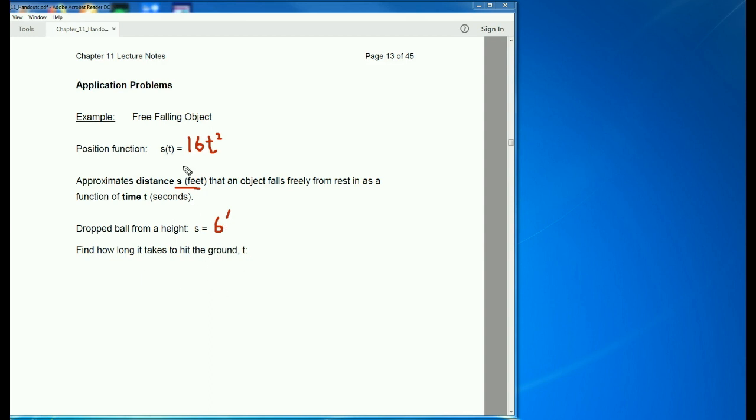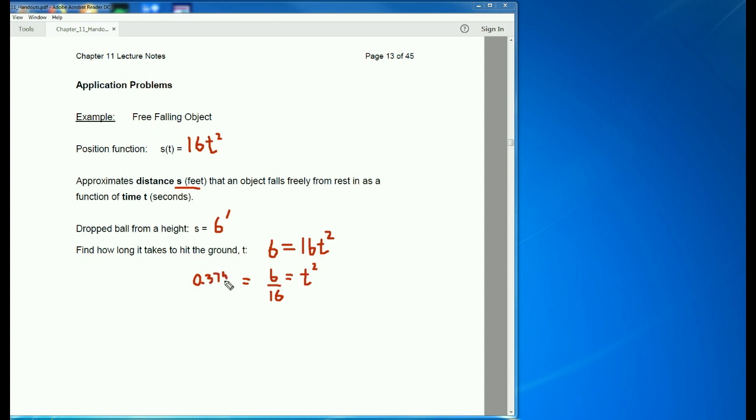Okay, so we're just going to substitute into the position function. We know the distance s is 6, because that's what I said right here. So we're going to say 6 is equal to 16 t squared. So we're trying to solve for t, the time it takes. Okay, so divide by 16, and we have t squared equals 6 over 16. And you can just go ahead and divide that out on your calculator. It's actually equal to exactly 0.375.